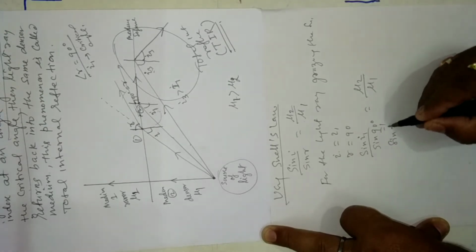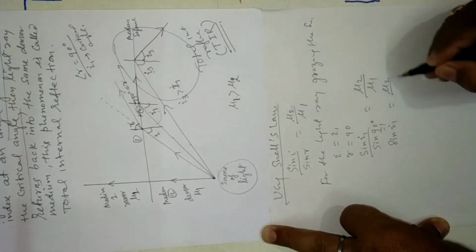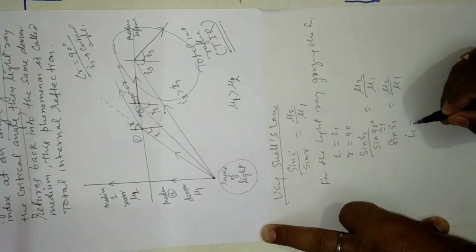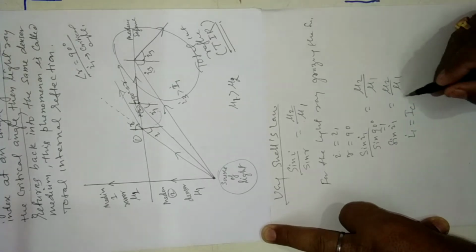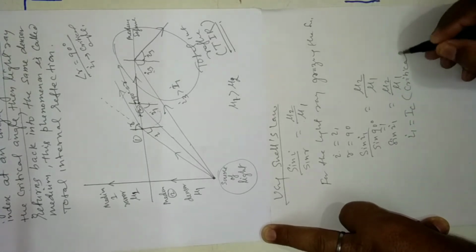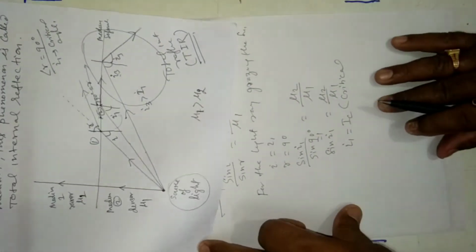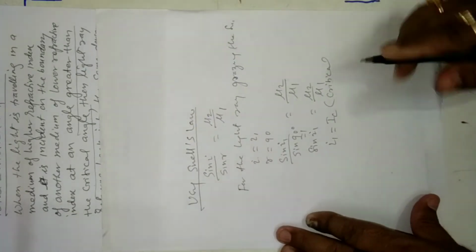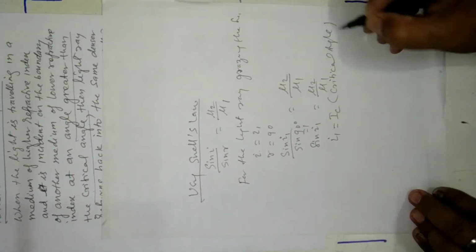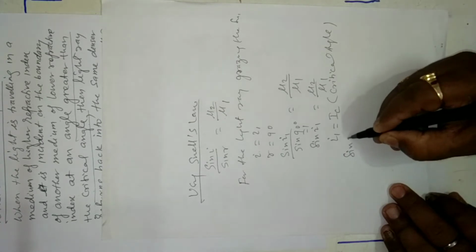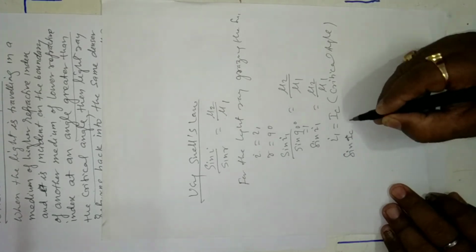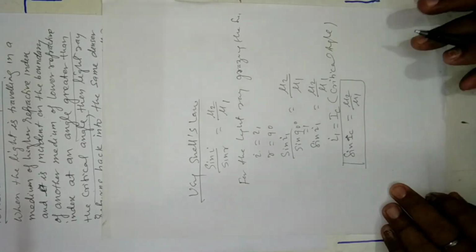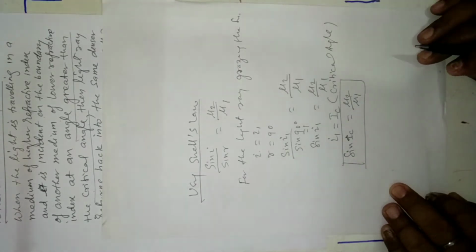So we can write sin I1 is equal to mu 2 by mu 1, and I1 in this case is called IC. This is termed as the critical angle. Therefore, sin IC is equal to mu 2 by mu 1. This is the expression for the critical angle.